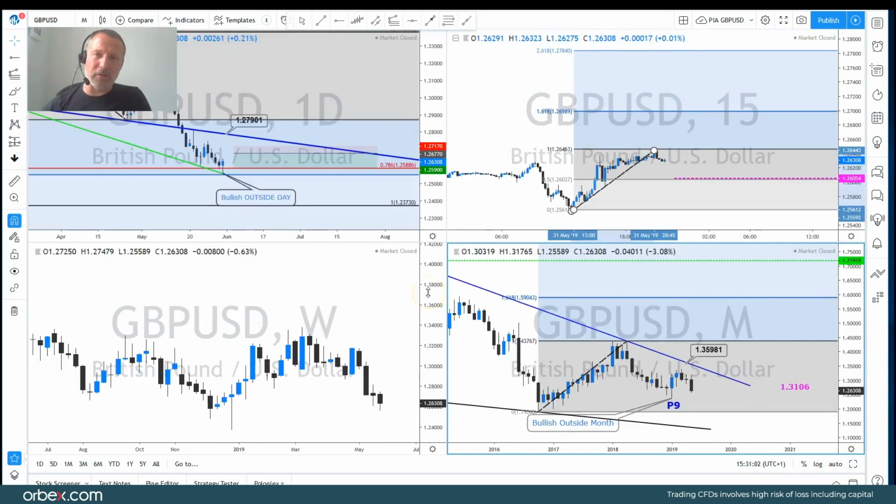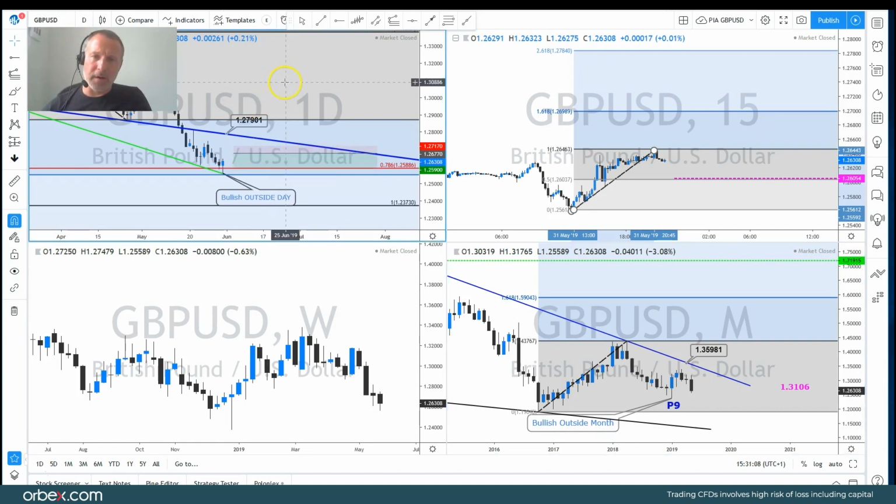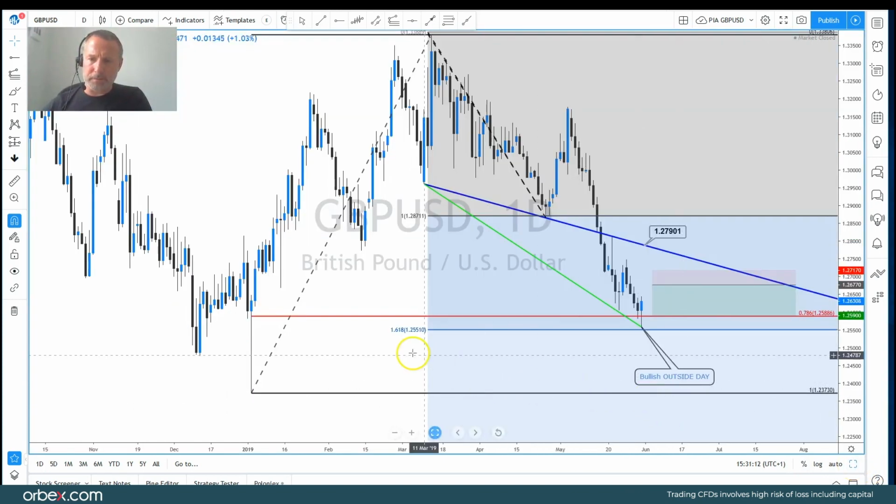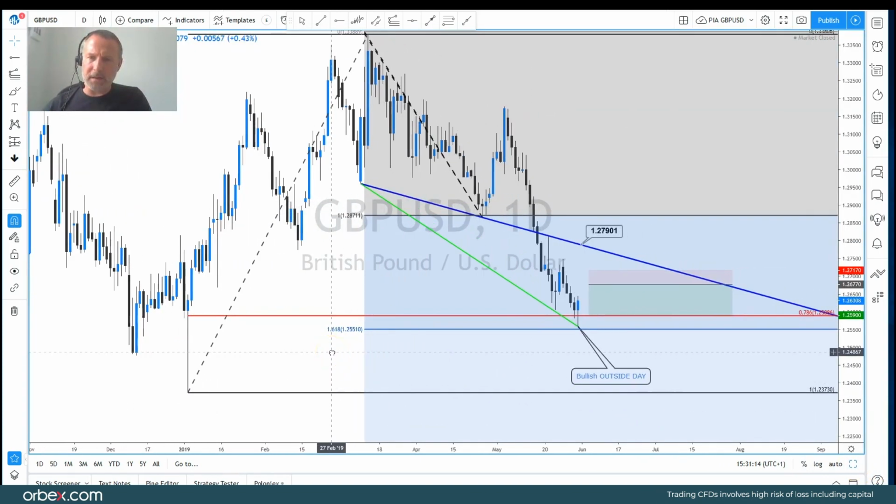As long as that bullish outside candle holds, the long to medium term play should still be to buy into dips in sterling dollar. If we look at the daily chart, we have posted a bullish outside day. It's a Fibonacci confluence area: we've got a 78.6% pullback level here, and a 161.8% Fibonacci extension level at 125.51.